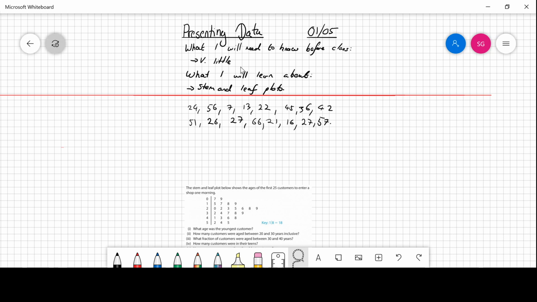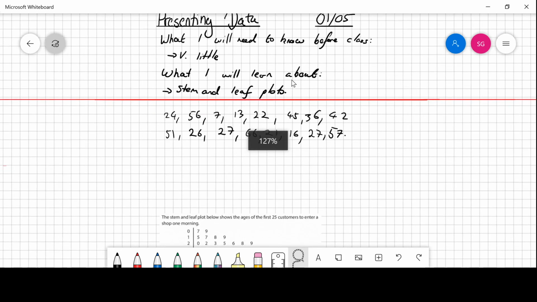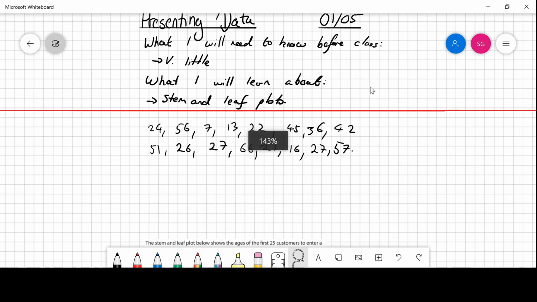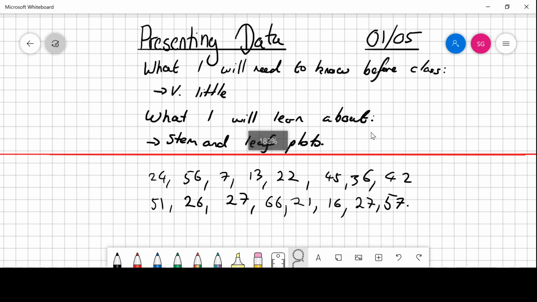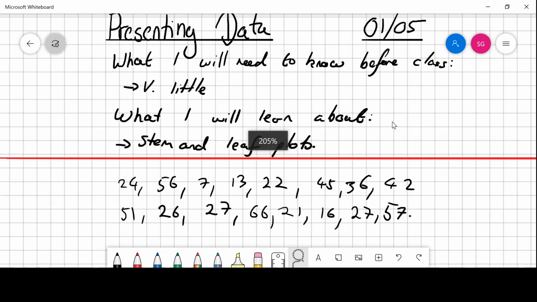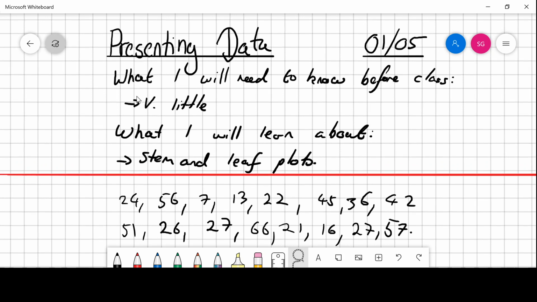Today we are going to be looking at stem and leaf plots, or stem and leaf diagrams. So, what will I need to know before class? Well, actually very little for this one. Pretty much just being able to look at a set of numerical data, and from there we'll be able to figure everything else out.